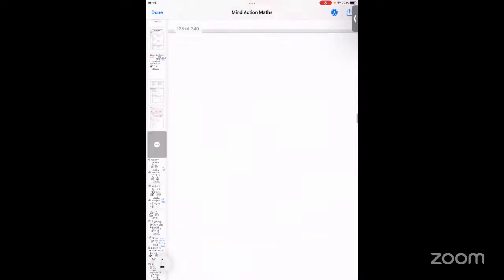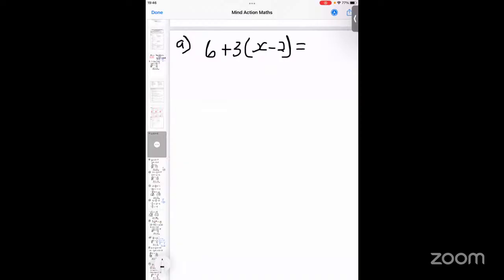So just make use of that blank space or blank page. A, being the first question, is 6 plus 3 into x minus 2, which is equal to 4 into x plus 1. Okay, this is an equation. Why? Because it has an equal sign. What am I supposed to do? I'm going to solve. What are we solving for? The letter. In this case, it is going to be letter x.